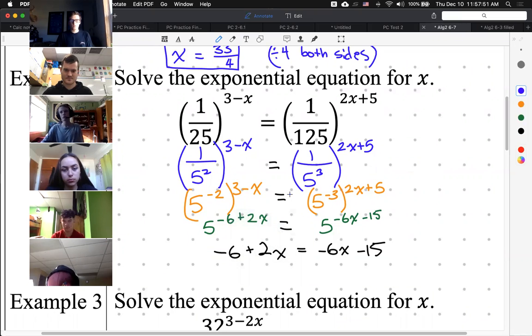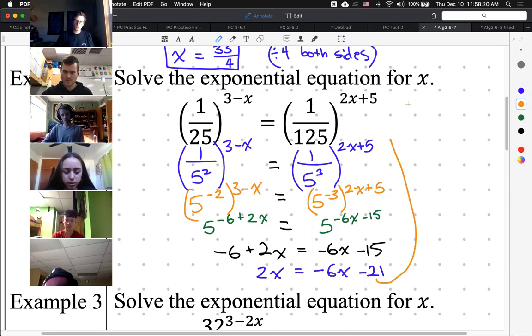Subtract 6 or add 6 from both sides. What is our new equation after we add 6 to both sides? 2x equals negative 6x minus 9. Ooh, careful. If I already have negative 15, I go even lower by another 6. Should be negative 21. 21. There it is. Yeah, nice. And I ran out of room, so let's go back up here. All right.